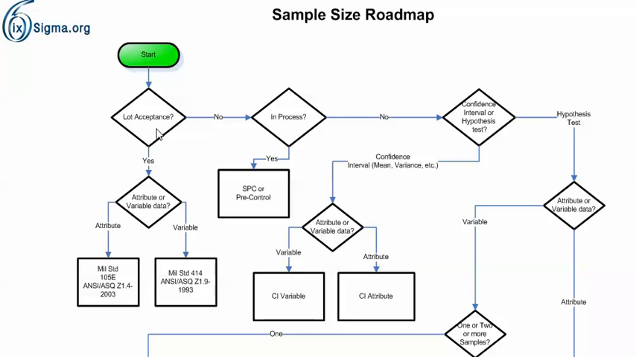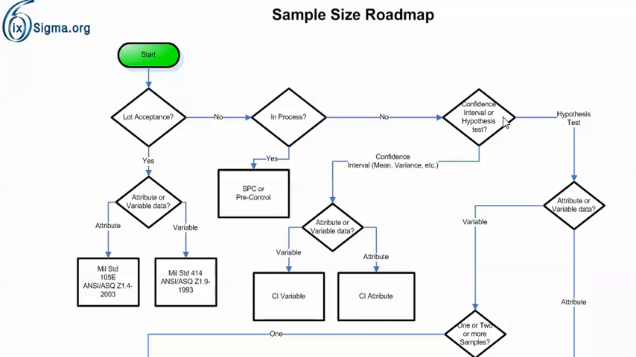If it's not lot acceptance, then is it in-process sampling that you want to do? So you've got a process and you want to just monitor the condition of the process, then you would use SPC or pre-control type sampling. If neither of those apply, then the next question we ask is, is it confidence interval sampling or hypothesis sampling?